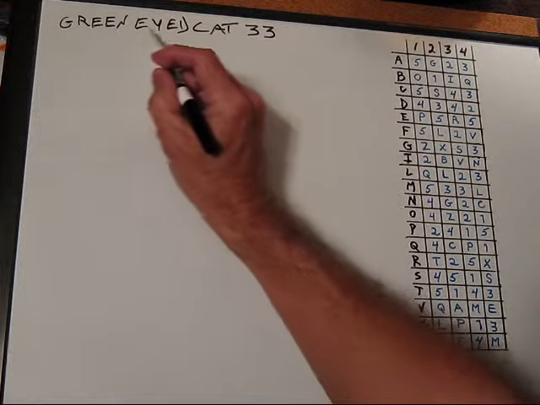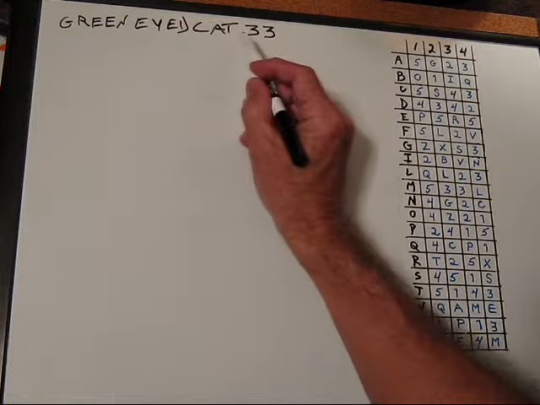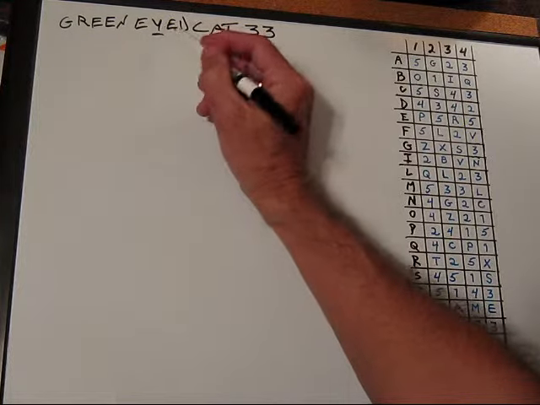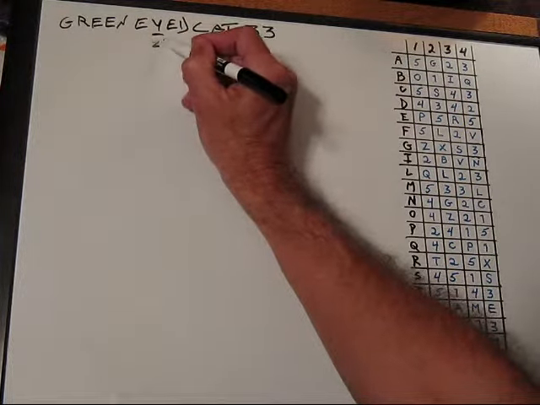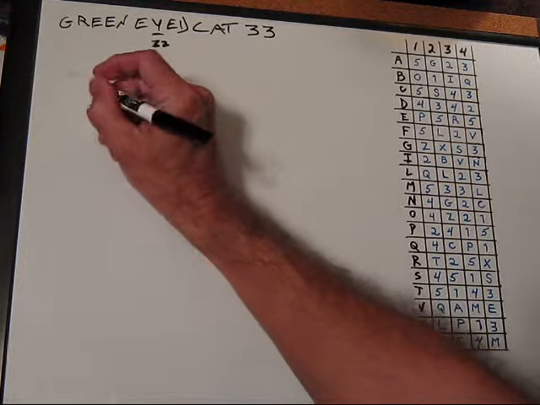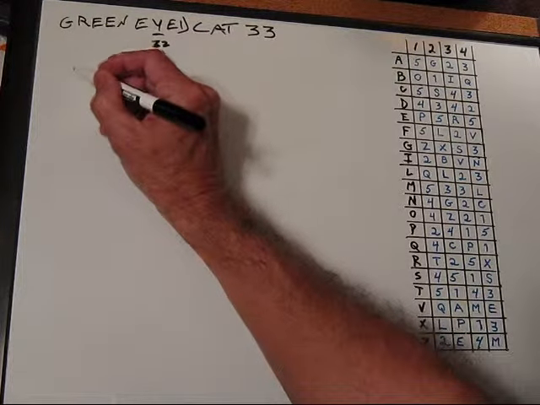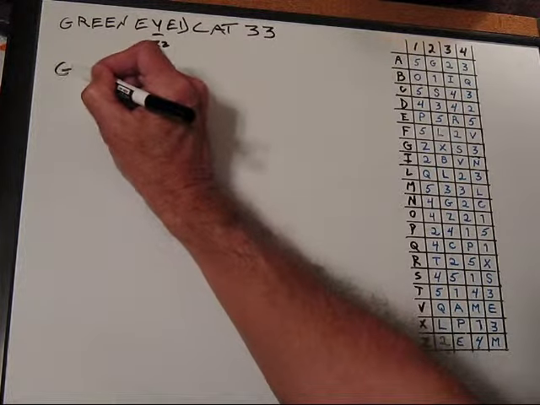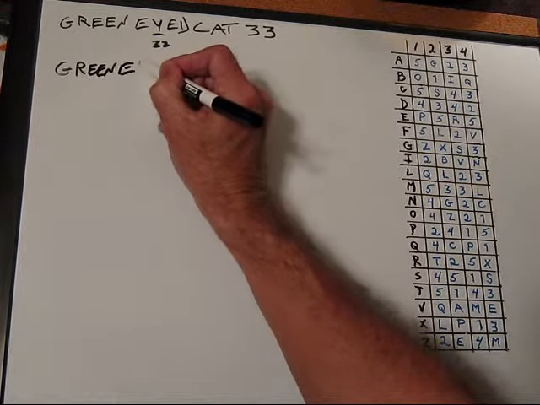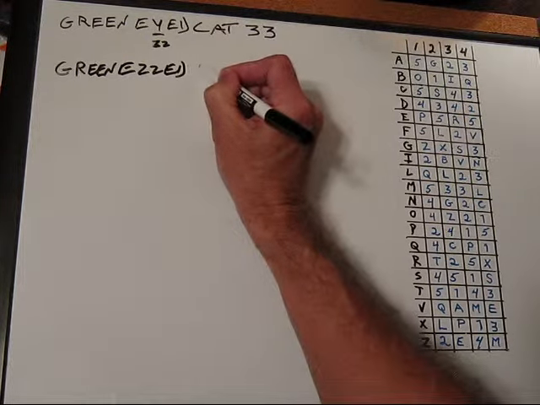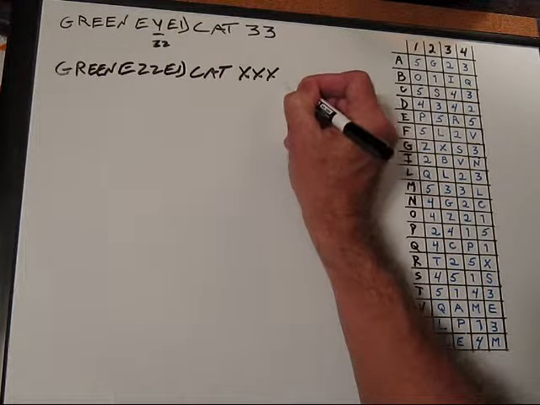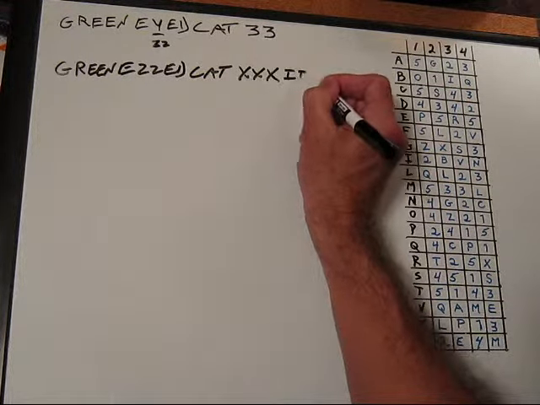Well, let's look through our password here and see if we have to use any digraphs or some other means of substitution. Yeah, we have a Y here. We have a choice that we can use either ZZ or maybe something else. I'm going to go ahead with the ZZ. So we'll do GREENEZZED cat. And then 33 is going to be a Roman numeral 33, which is XXXI.